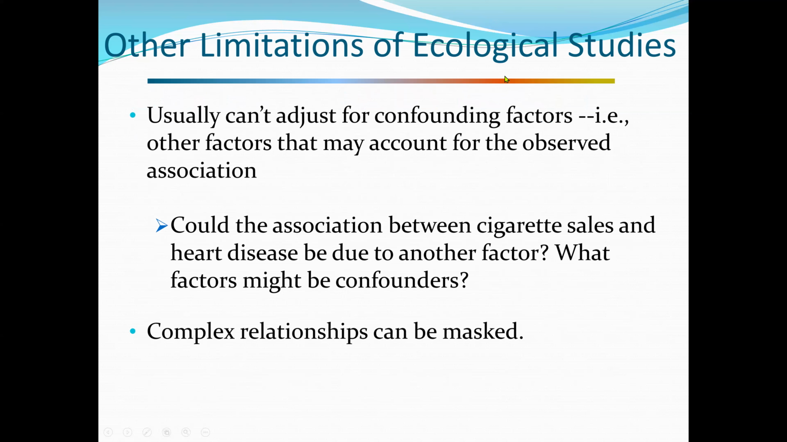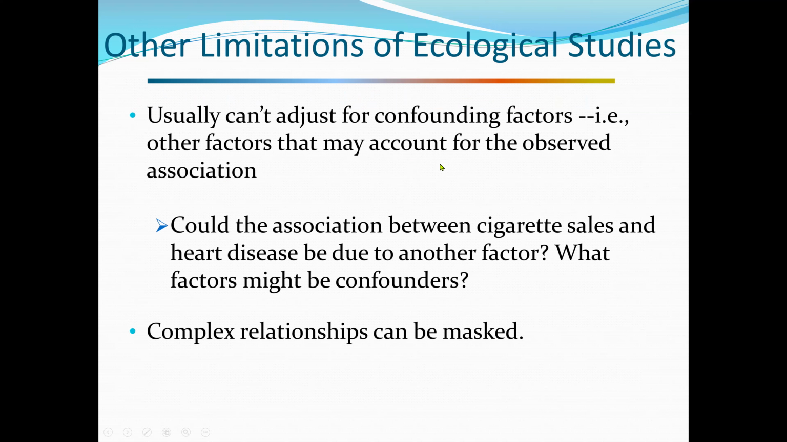Another limitation of ecological studies, as we say here, is that we usually can't adjust for confounding factors. Again, we're going to cover the concept of confounding factors in our future lectures. But the concept of confounding factors in general is a variable that can create an association between two outcomes. So without that variable, maybe there will be no association between those two outcomes. Sometimes we use the term lurking variables.